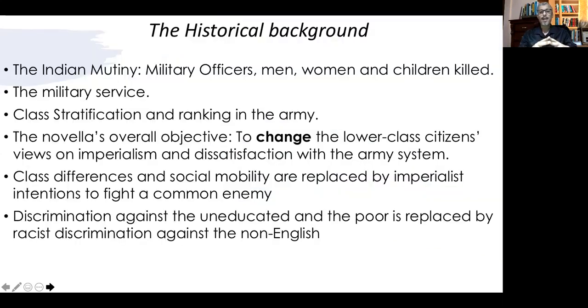Now, the historical background goes as far back as 1857, when there was the mutiny in India, because it was colonized by the British. The British called it mutiny, but it could actually be called resistance, because at the time they didn't accept the colonial oppression. Many military officers were killed, men, women, and children, during the mutiny, or what they call the mutiny.